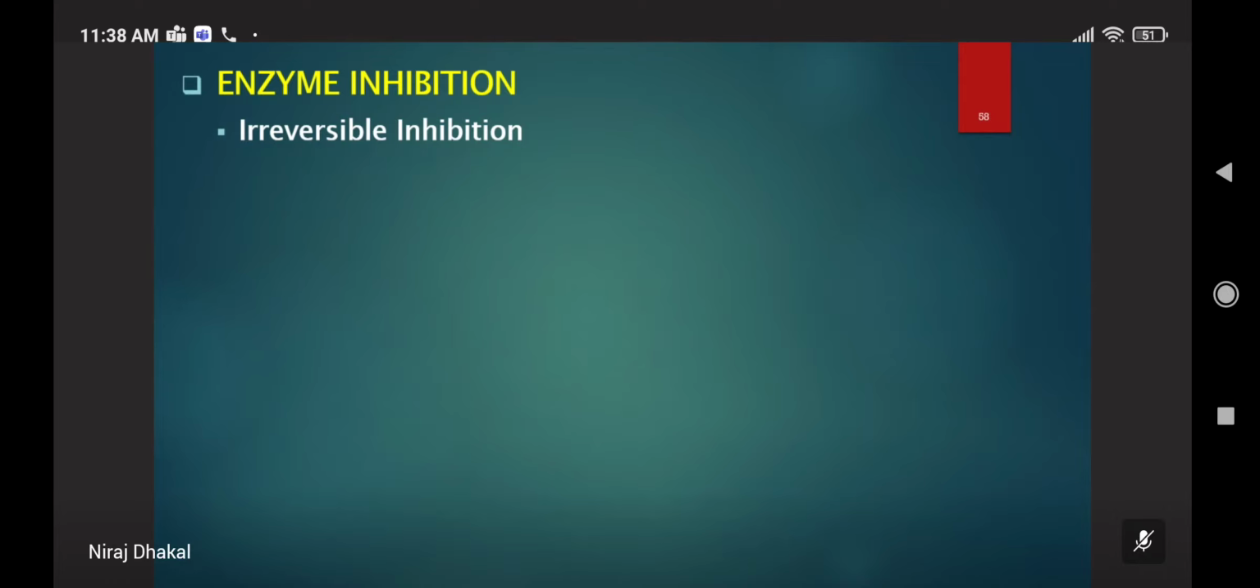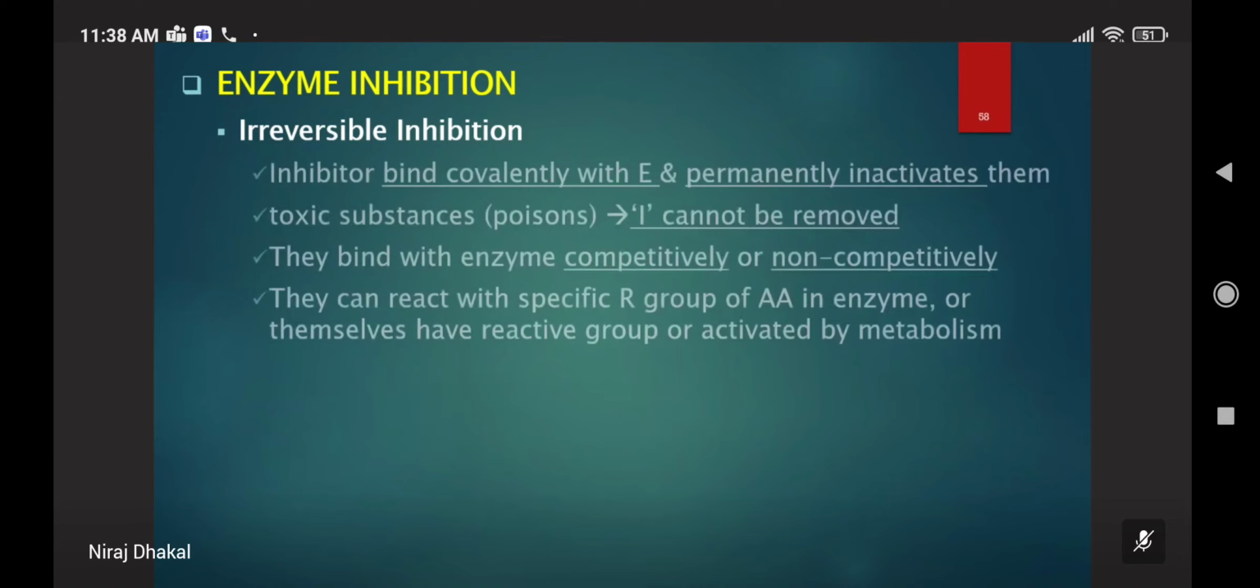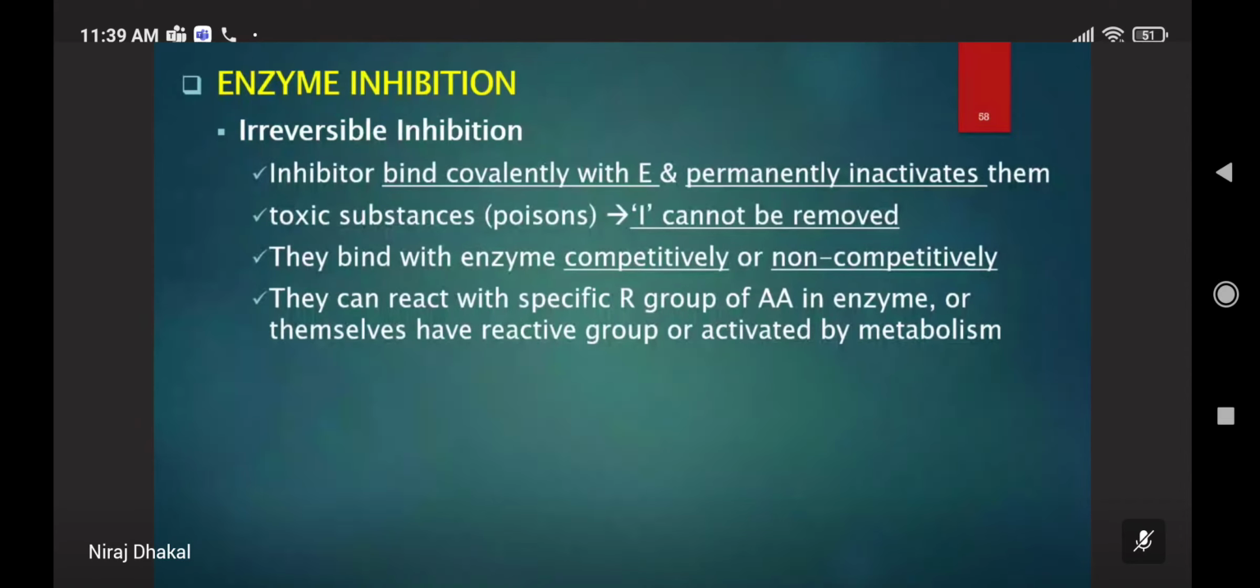Now another is irreversible inhibition. Here the inhibitor binds the enzyme and permanently inactivates it. In the previous section, the bond between enzyme and inhibitor was non-covalent, so it can break depending upon the condition of the cell, depending on the ionic concentration, pH, or different factors that can remove the inhibitor from the enzyme because of the non-covalent linkage, which is much weaker.